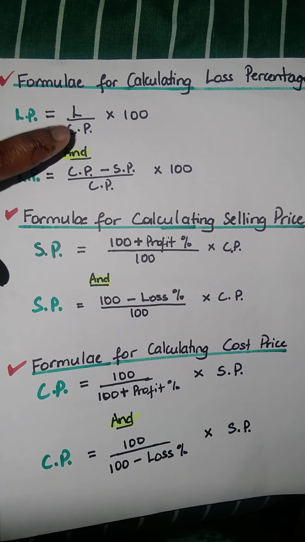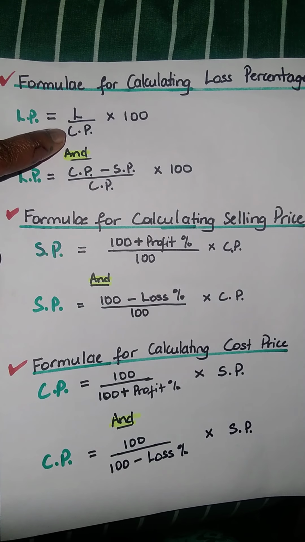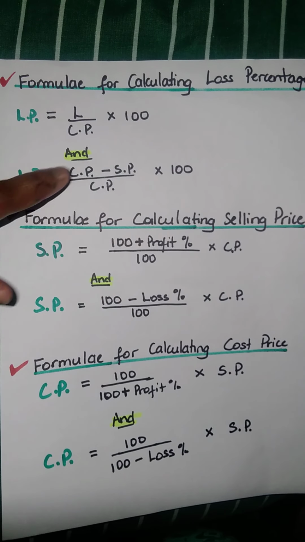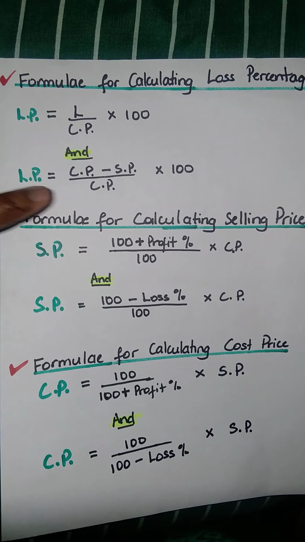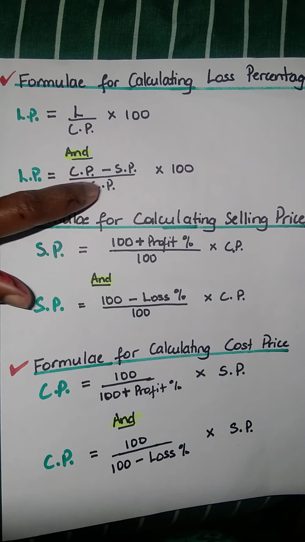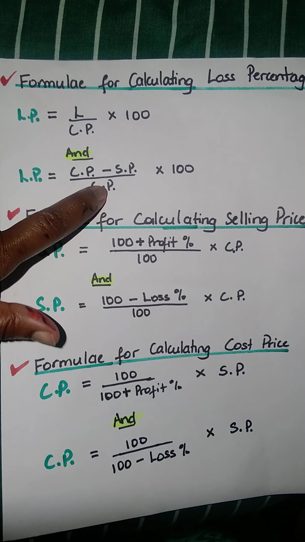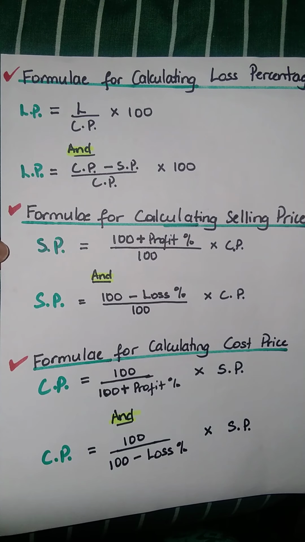How can we find it? One way is to divide the loss, which is the money, by the cost price and then multiply by 100. Another way is if they give us the cost price and selling price, and we are going to have to find the loss first. So we would subtract selling price from cost price and then divide it by cost price, then multiply by 100. All right.